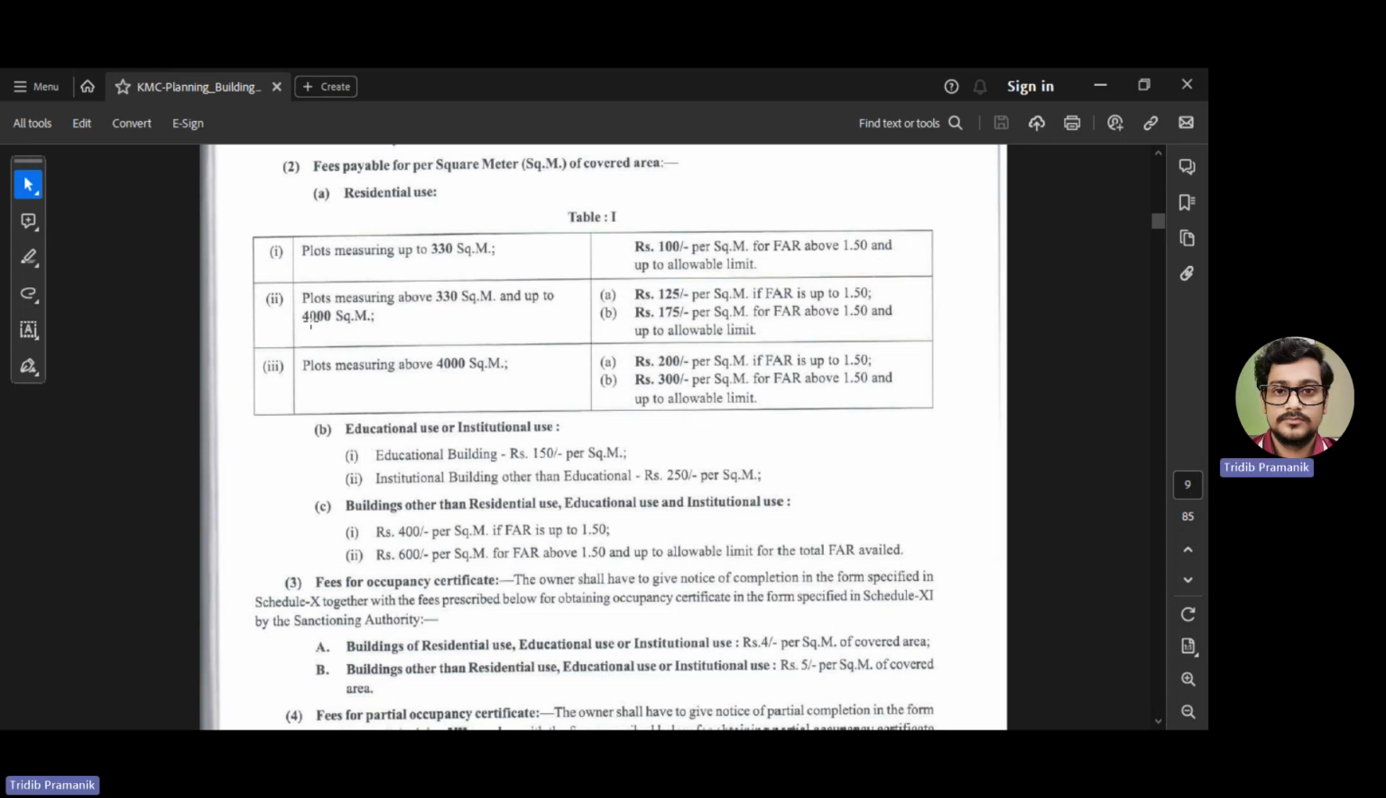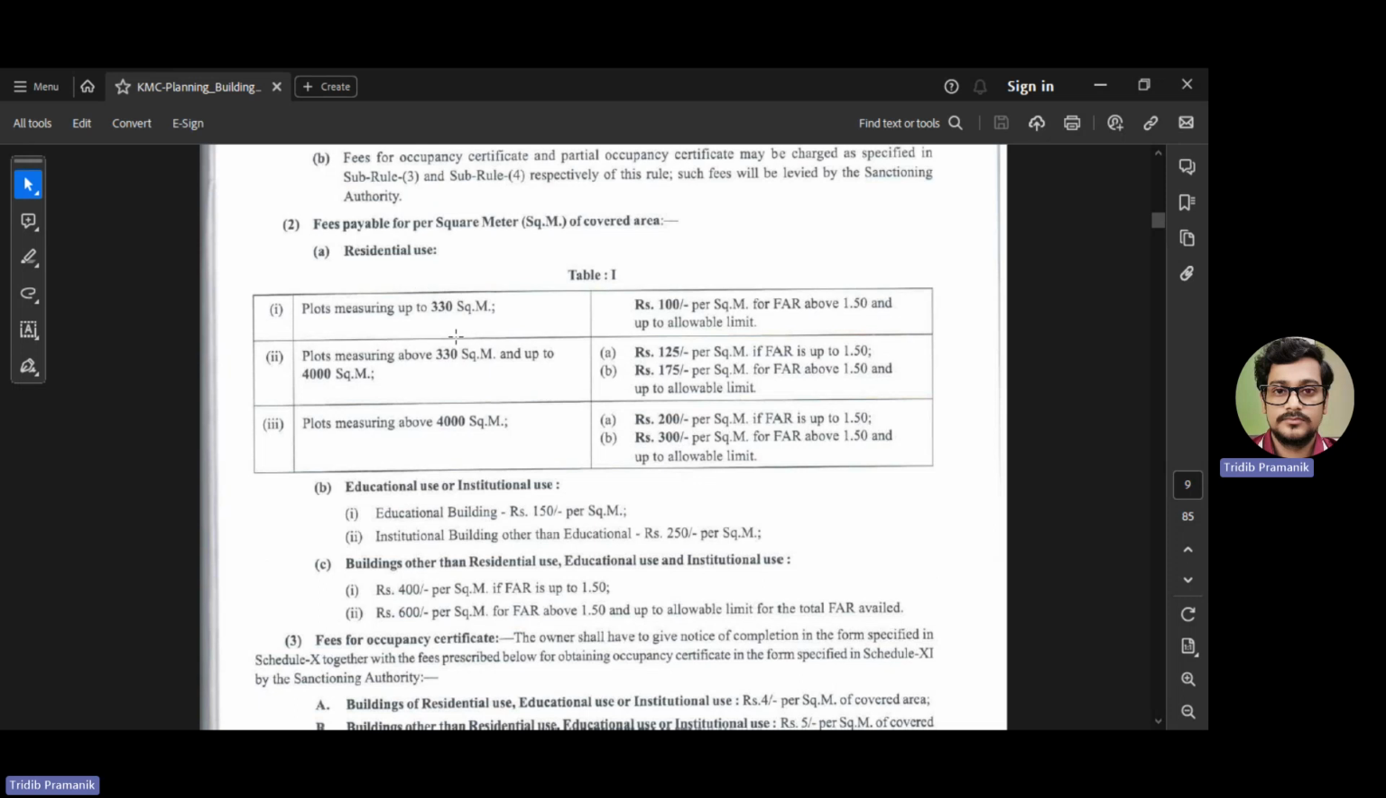allowable limit. Now, if there is any plot where we are going to construct a building having an area of more than 330 square meter up to 4000 square meter, there you see if the FAR value is up to 1.5, the rate is 125 per square meter, and if it is more than 1.5, then the rate is 175. And for plots measuring above 4000 square meter, the rate is different. For FAR value up to 1.5, it is rupees 200 per square meter, and for more than 1.5 FAR value, the rate is 300 per square meter.